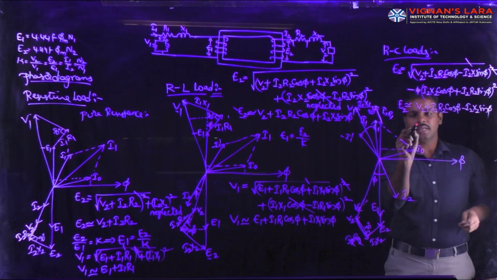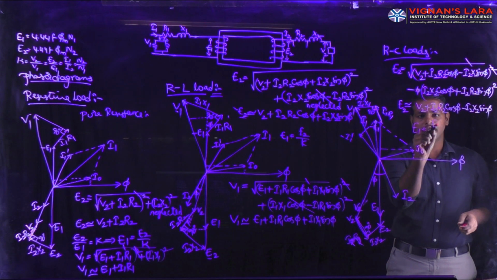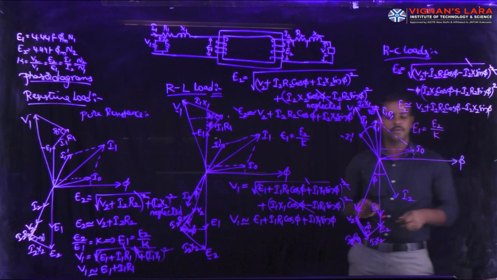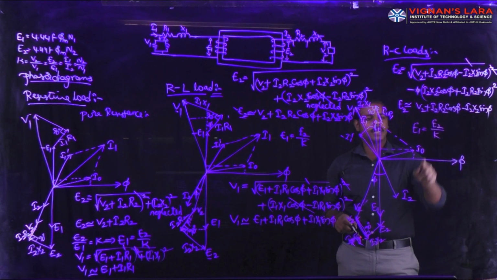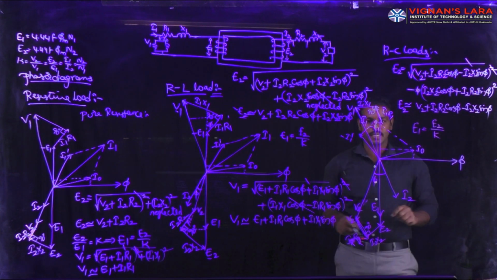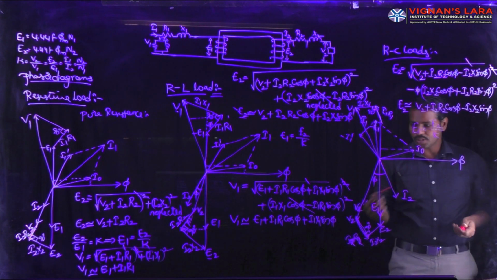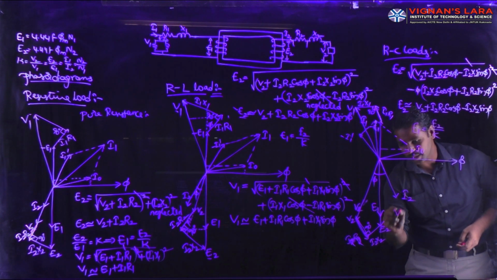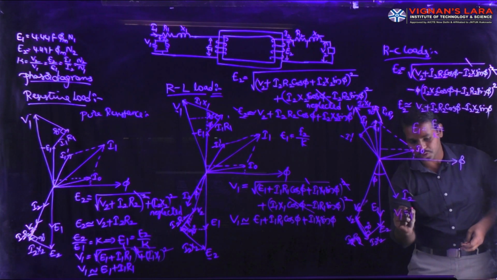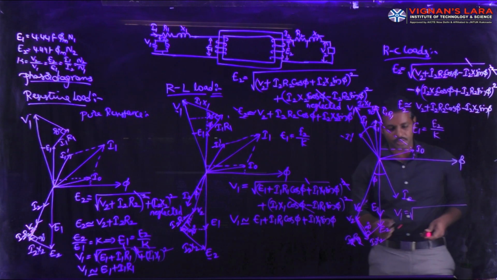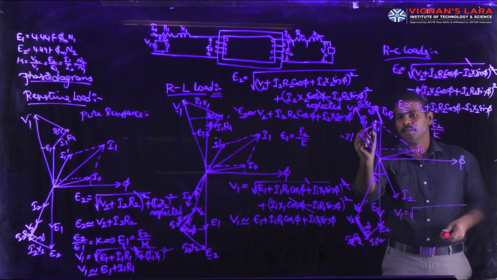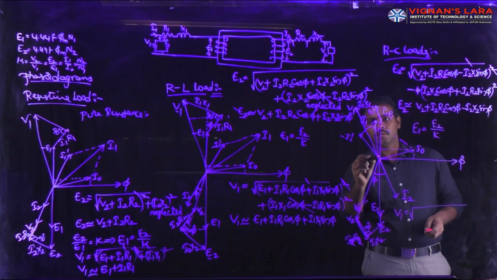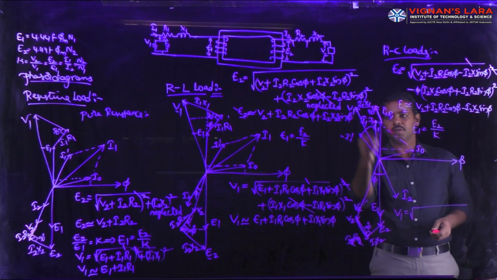Then E1 is equal to E2 divided by K. So those are the E1 and E2 voltages. Similarly, we can find out the V1 value. V1 is equal to the square root of E1 plus, which is equal to I1, which is equal to E1.